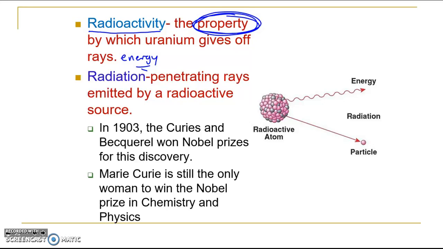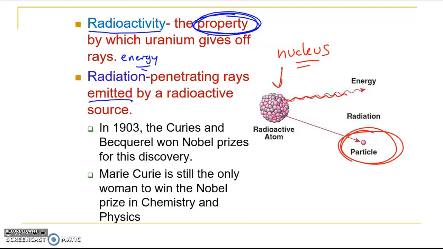Radiation is kind of the noun, the actual thing that comes off, the penetrating rays that are emitted by a radioactive source. So let's look at this picture over here real quick. This is going to be the nucleus, hence nuclear chemistry. We're not looking at the electrons like we were in redox. We're looking at the nucleus, where the protons and the neutrons are. You'll notice that a particle gets shot out. We call this nuclear fission, which we're going to learn about. When that happens, a bunch of energy gets released. Together, the particle and the energy, we call that radiation.